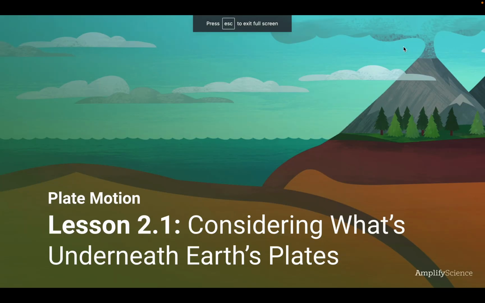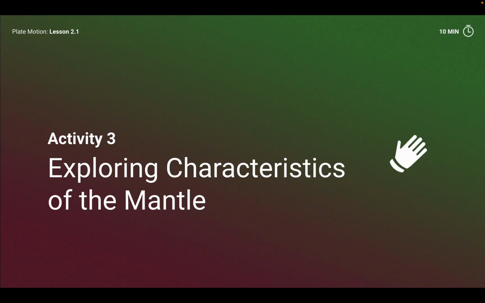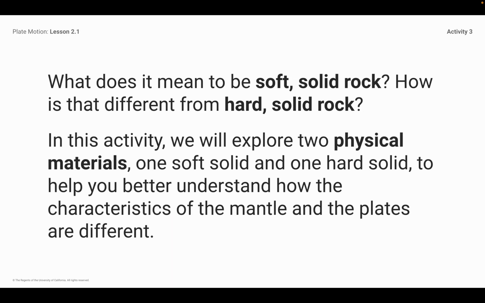We've got just a little bit left of lesson 2.1 that I wanted to complete today. We're going to be in activity 3. And if you're gone today, we had a hands-on activity, and I'm going to try and explain to you what we did. So we continue to talk about what it means to be a soft solid rock, which is the mantle, and how is that different than the hard solid rock of Earth's outer core.